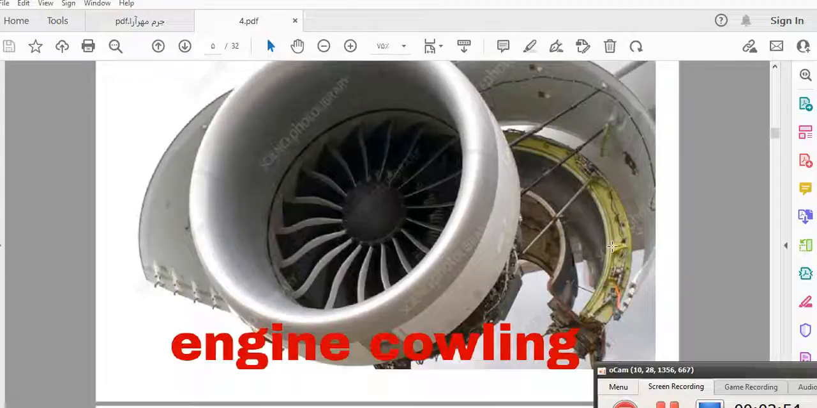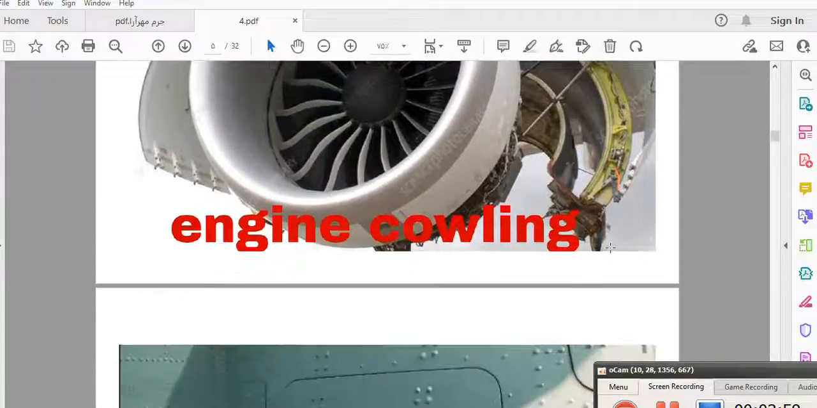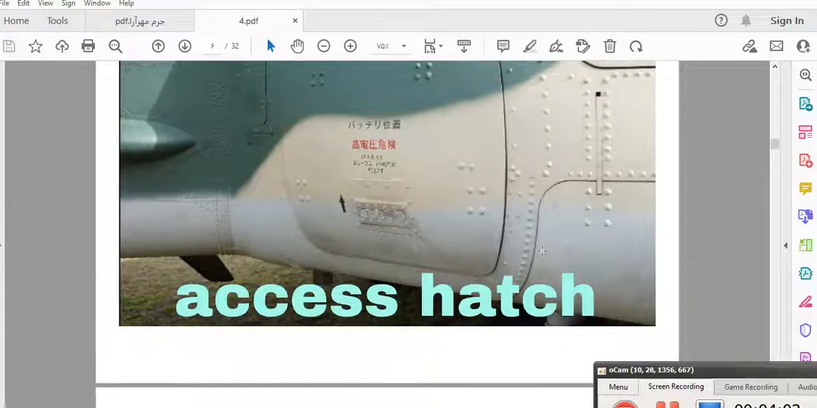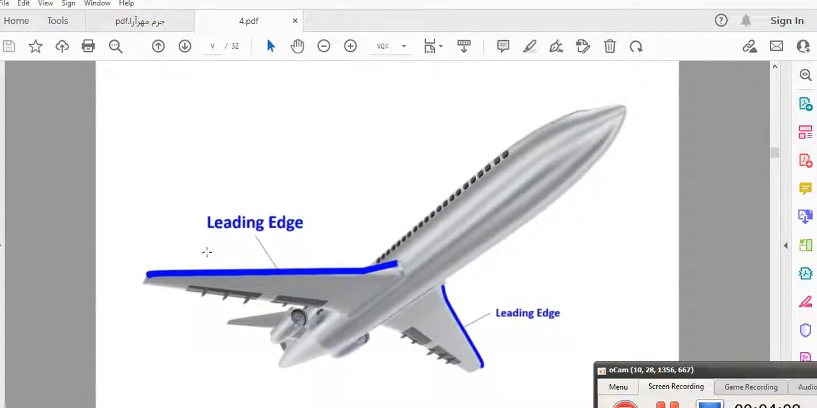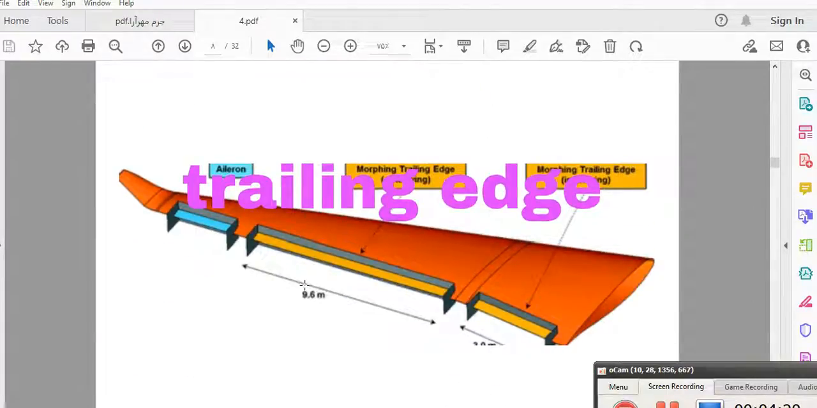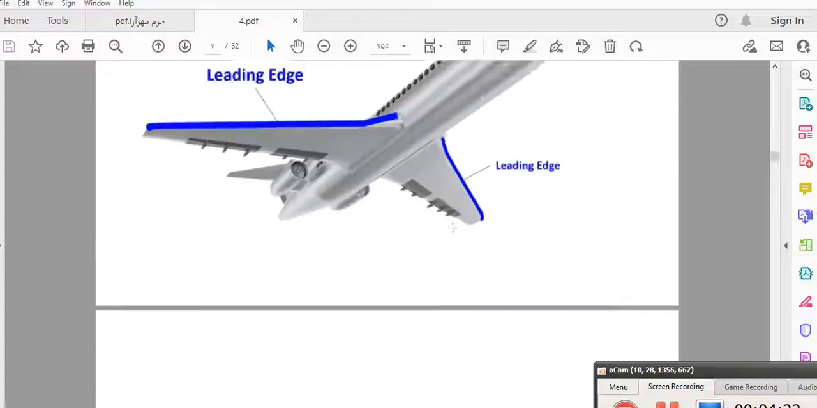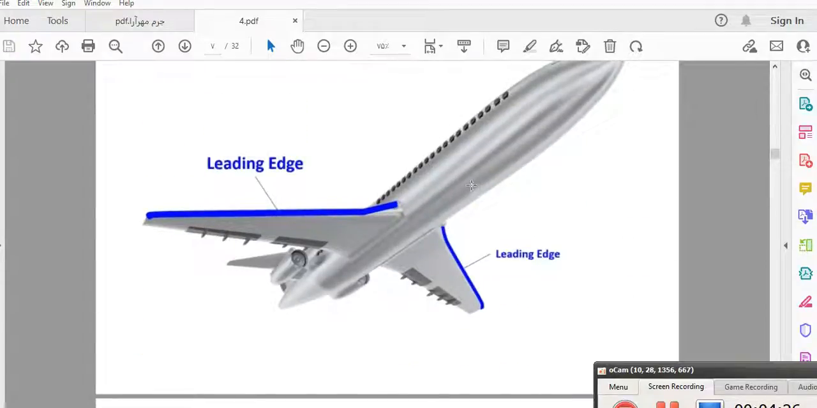These parts, actually, are removable. Let's go to this part. Access hatch. Access hatch. And this is leading edge. You see on the wing of the airplane, you can see the leading edge. This is called leading edge. And take a look at here. This part is called trailing edge. Look, the outer part of the airplane on the wing is called leading edge, the outer edge of the wing.